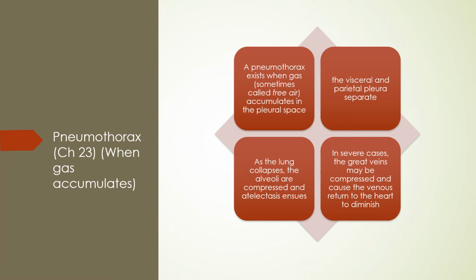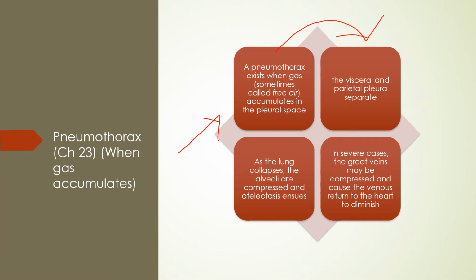When we're looking at pneumothorax, sometimes they call it free air accumulating in the pleural space. This is just that free gas accumulating in the pleural space. This will cause the visceral and the parietal pleura to separate. They're going to start to be pushed away from each other. Remember, the lungs are introverts, the rib cage is an extrovert. They always have that push-pull relationship, which creates that vacuum in the pleural space. So when we see this, the visceral and the parietal pleura will start to separate from each other.